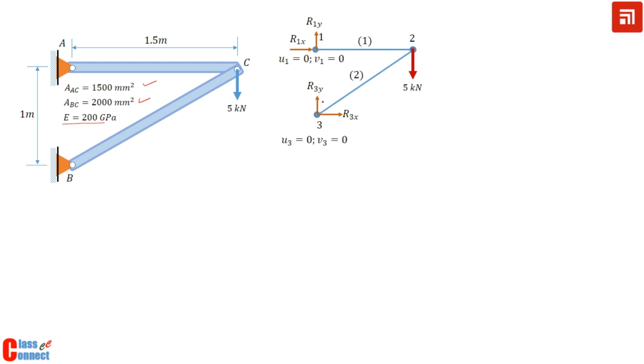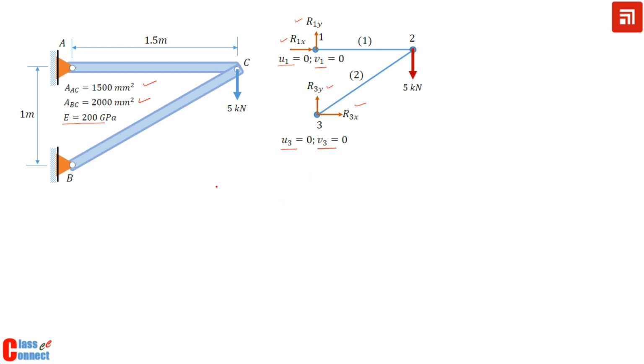This is the free body diagram of the truss. We have replaced these supports with appropriate reactions in the positive direction, essentially because we are working in the finite element method. Otherwise, for a normal statics problem, we can use any arbitrary directions. And these are the boundary conditions: U1 is 0, V1 is 0, and U3 is 0, V3 is 0.